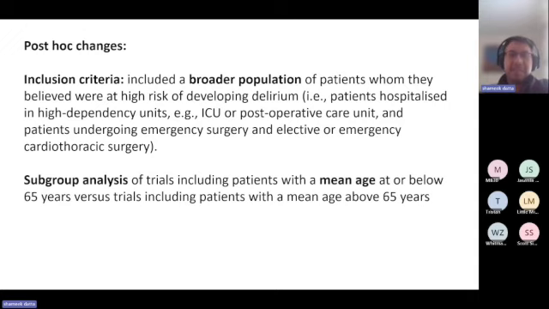They made some changes after publishing their abstract. So they included a broader population of patients, not only intensive care patients. They also started including patients undergoing emergency surgery, elective or emergency cardiothoracic surgery, because these patients are also quite prone to delirium. They also did some subgroup analysis of trials which included patients with a mean age at or below 65 years versus trials which included patients above the age of 65 years. The reason for this, I'll come to very soon.